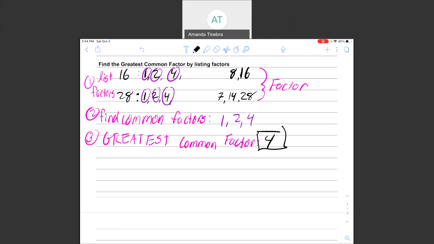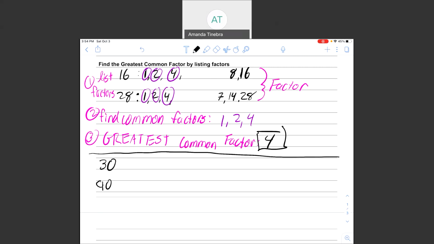Let's see if we can do the same thing for 30 and 90. Okay? So if you want to try to solve this problem on your own using the steps we did before, go ahead and do it. Pause the video. Otherwise, you can keep watching.